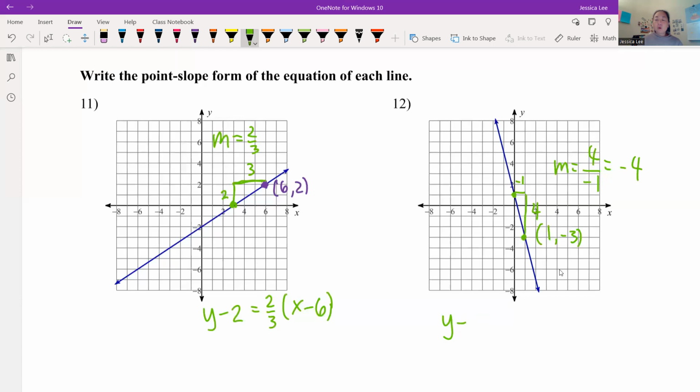Y minus the y coordinate, which is -3. So again, this can be plus 3. Notice what I did? It was positive. All right, equals the slope, which is -4, times x minus, well, what's the x coordinate? That's going to be 1. There we go, just like that. If you chose a different point, then it's going to look a little different. Again, check the answers on the back so you can see if you did it right or not.